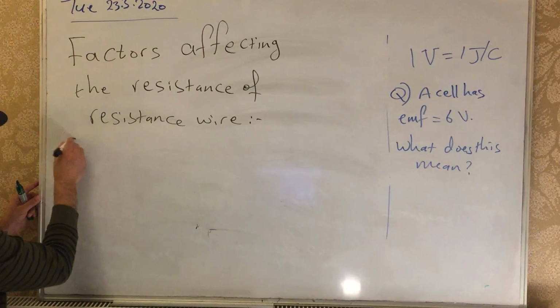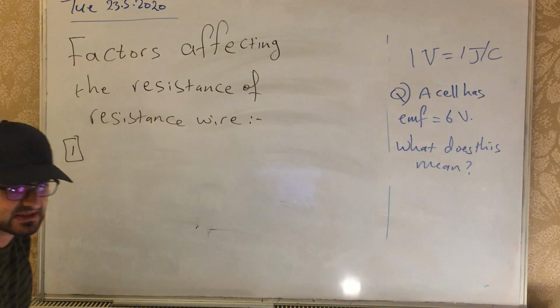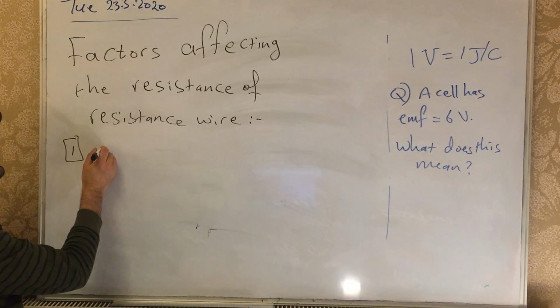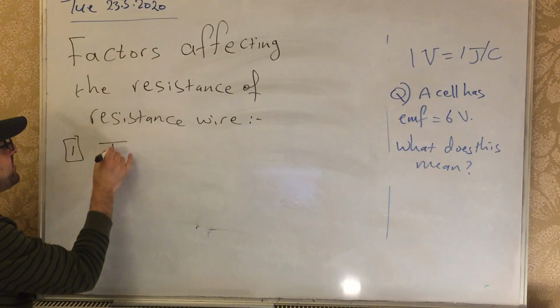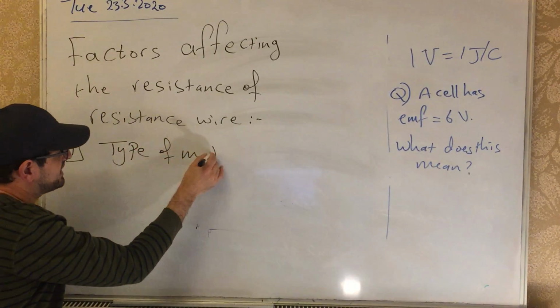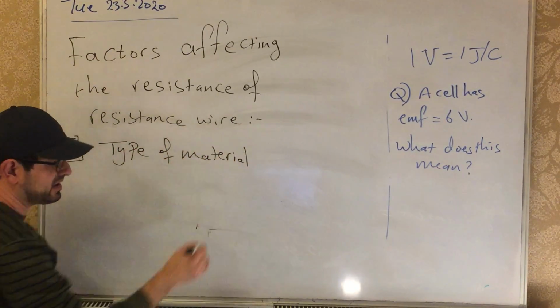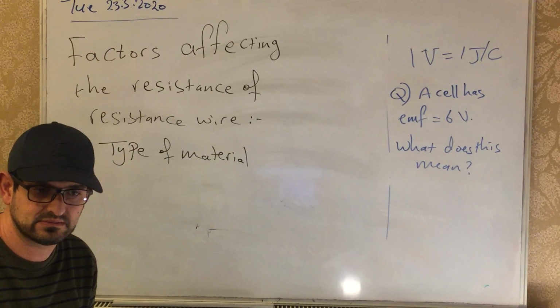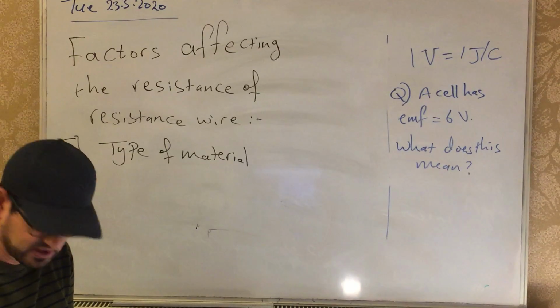أول شيء، the first thing affecting it, the type of the material. Here there is no calculation, but surely a wire made out of copper will be different than made out of iron. Okay? The resistance will differ.